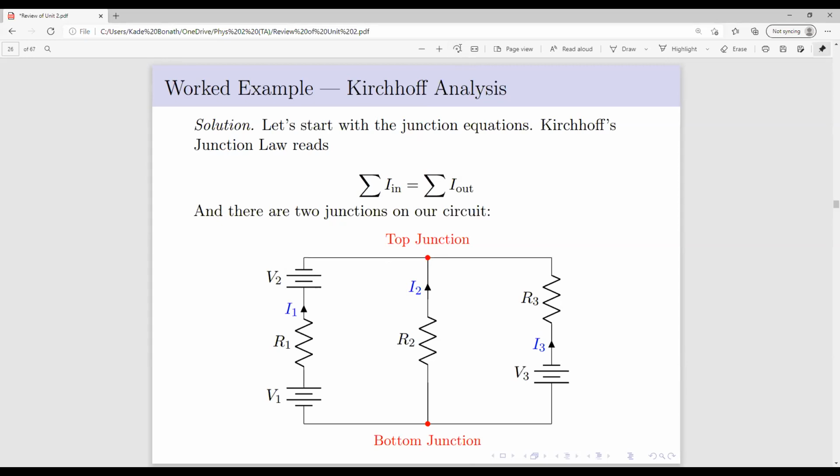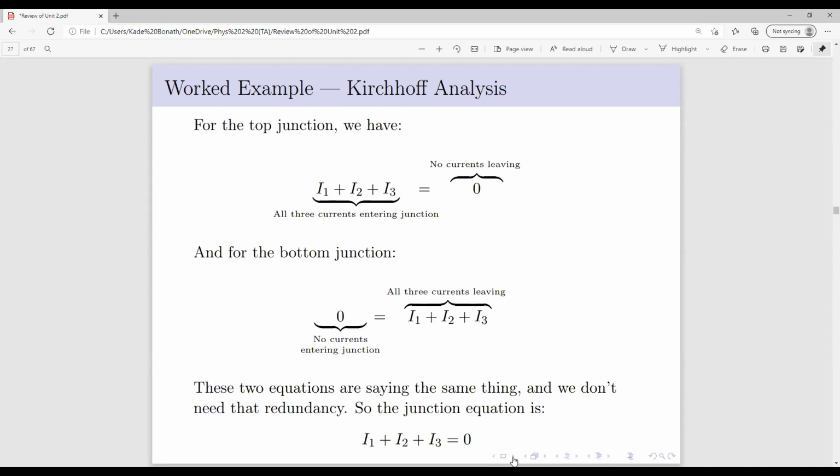The same thing can be said for the bottom junction, just with a slightly different setup that we'll show here. This represents everything I said on the previous slide: the sum of the currents will be equivalent to 0. For the bottom junction, it's indicating that the sum of all the currents leaving equals zero, as opposed to all the currents entering the junction, but they really do say the same thing. The main takeaway is that the sum of all of them will be equivalent to 0.